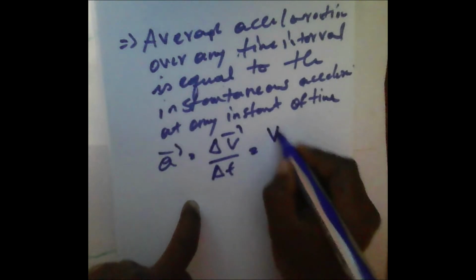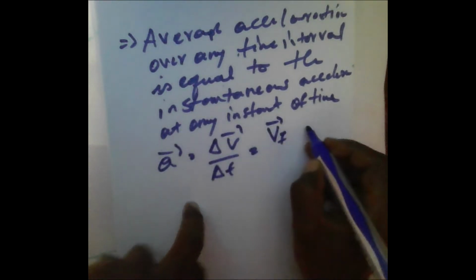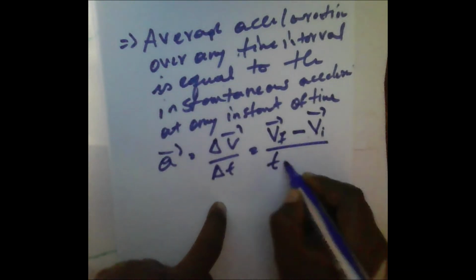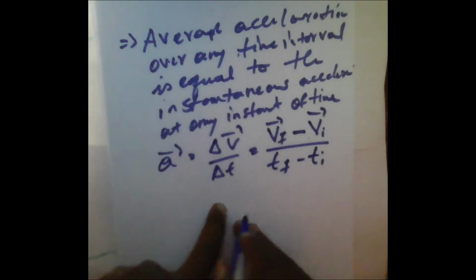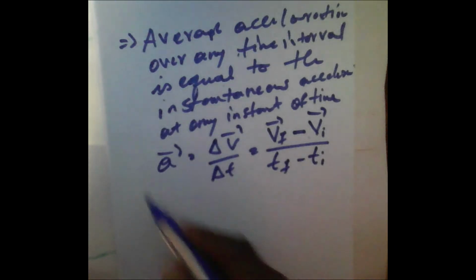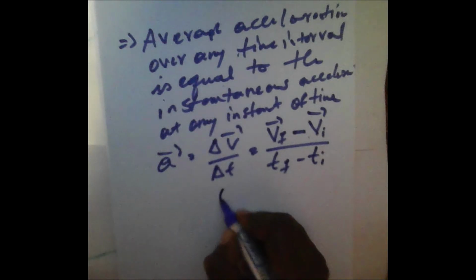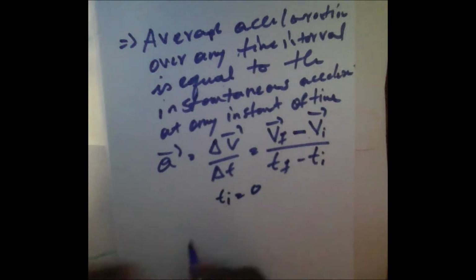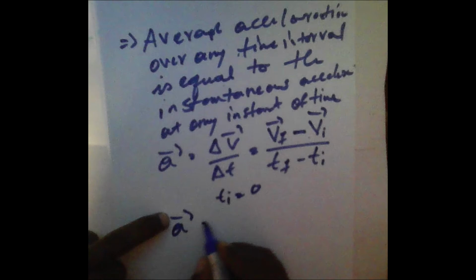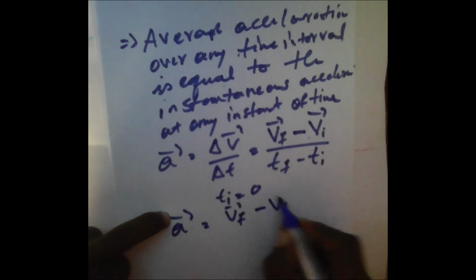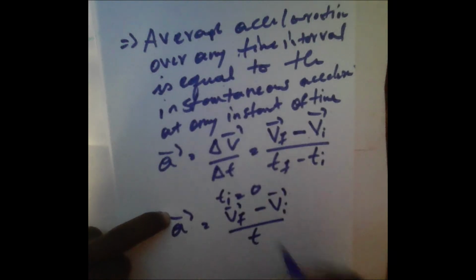This means that acceleration is equal to change in V, which is V final minus V initial, over T final minus T initial. Acceleration is equal to V final minus V initial over T final minus T initial. Consider T initial is equal to 0, therefore acceleration will be equal to V final minus V initial over T.